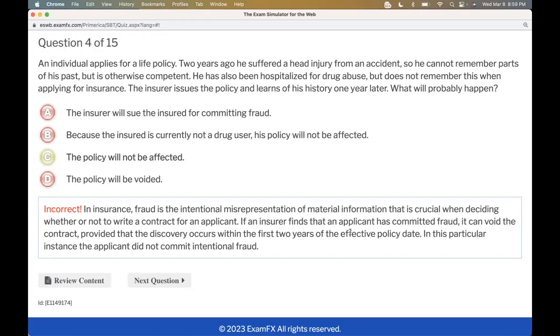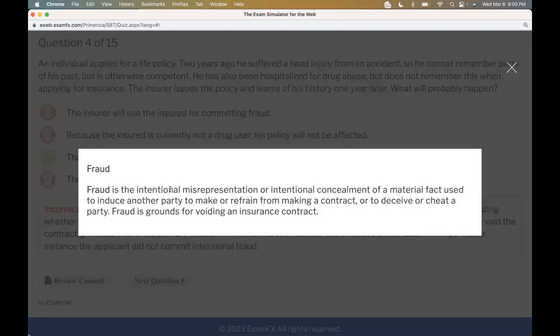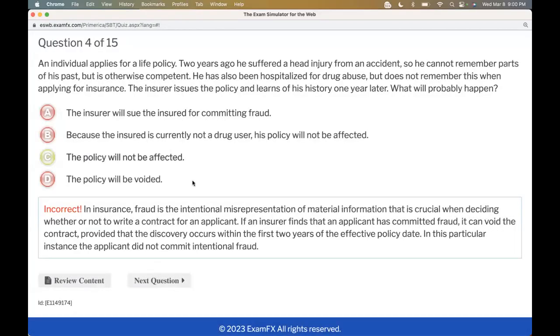Because it isn't fraud, because it wasn't intentional. So no, you know what? C is the right answer. My bad. C, yeah, because it wasn't fraud. He literally did not remember. Right, so it wasn't fraud. Fraud is an intentional misrepresentation, and fraud is grounds for voiding the insurance contract. So it's not going to void because it wasn't fraud, because it wasn't intentional. That's okay. Now I get it.